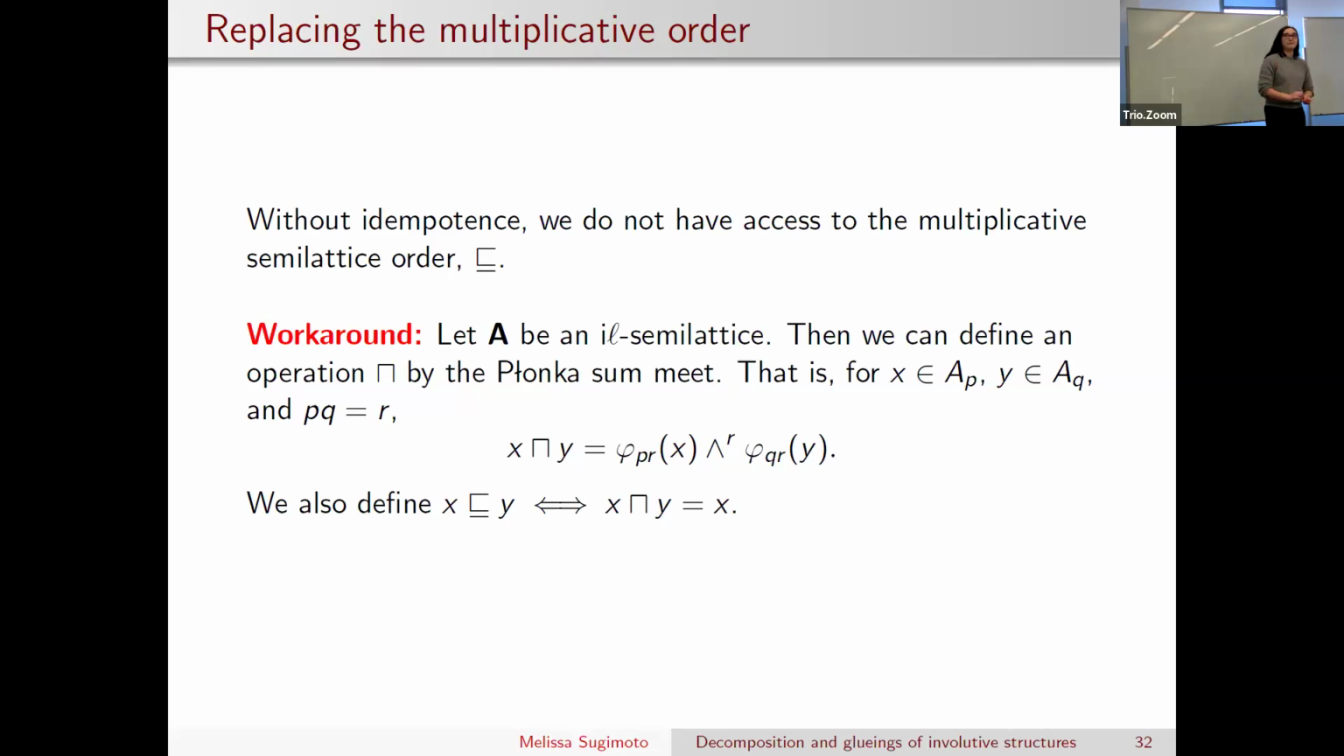And what I mean by that is that if we take two elements in the P component and the Q component, we bring them up to the component of their join, and then we perform a meet there. And this will let us define an order on that. We'll define the order in more or less the same way we did before, except we'll now say x is square under y if x square meet y is equal to x. So this is our workaround. This is what we use.